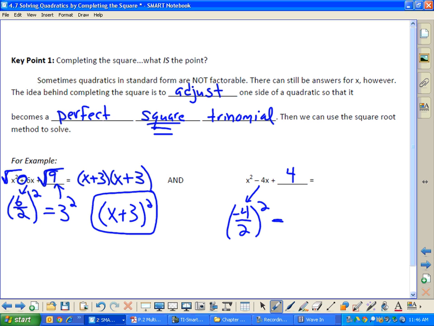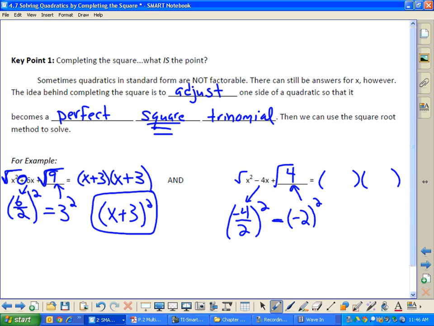We're going to square this entire value. So we're doing negative 2 quantity squared. That's negative 2 times negative 2. That's a positive 4. So do you see, I completed the square because I turned this left side into a perfect square trinomial. I made it a square. So now it's easy to factor with my square root method.